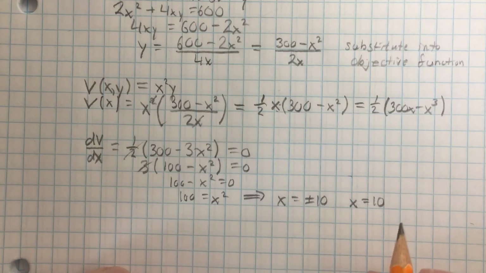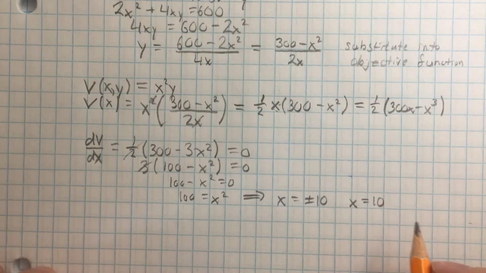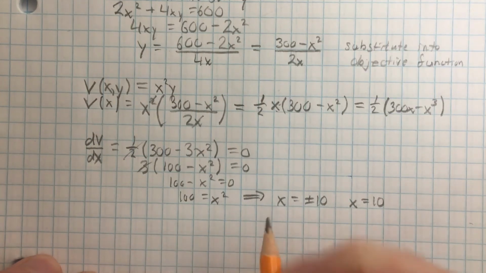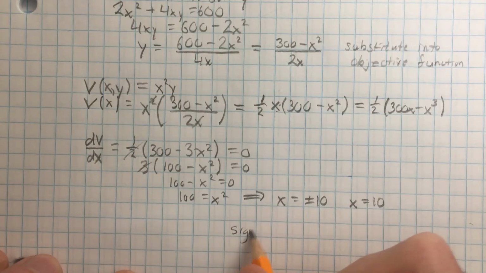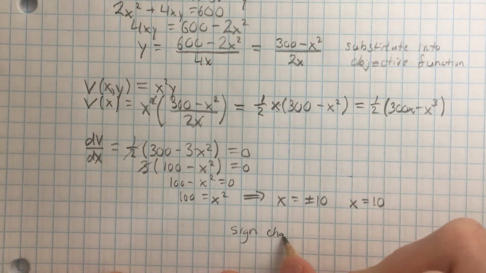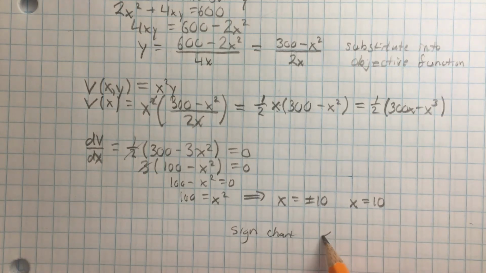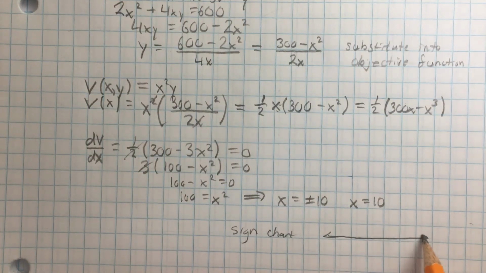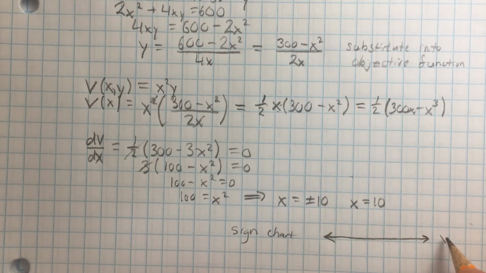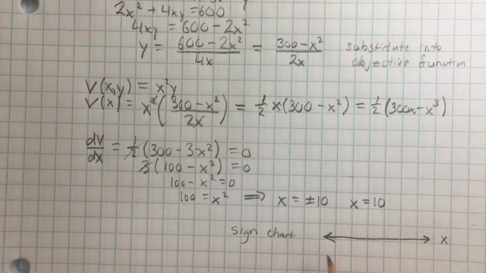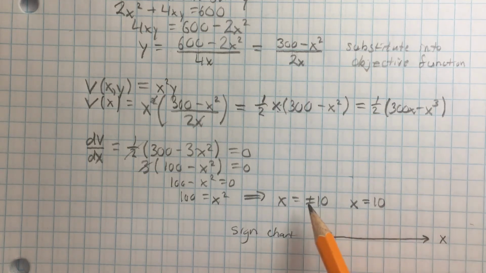So let's go ahead and make a sign chart like we've done before. Now we really had negative 10 and 10 on here. Okay, so this is my sign chart for x. Let's think about this for a very brief moment. If I was including the whole real line, if x could theoretically be any number it wanted, then I would put both of these on this sign chart, negative 10 and 10.